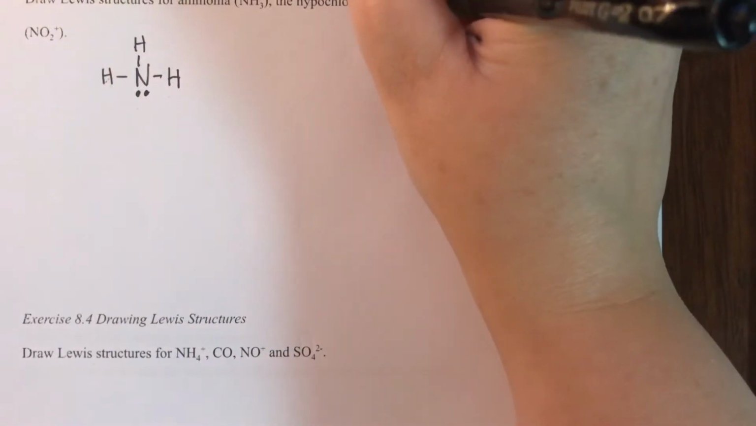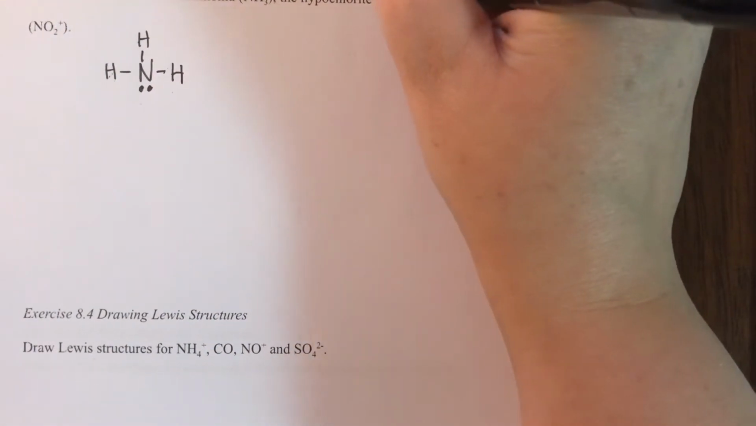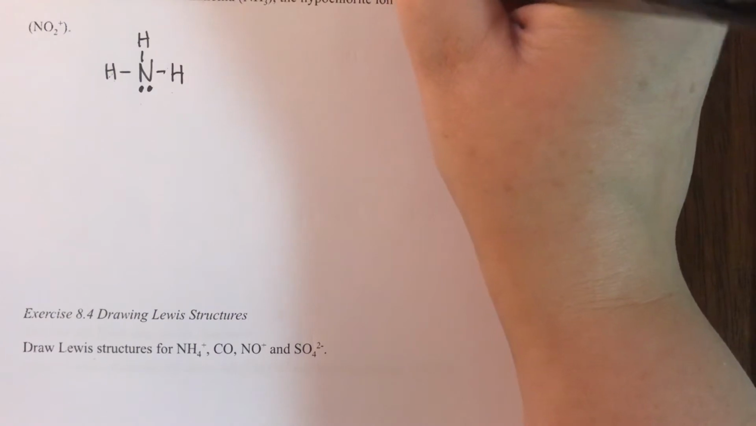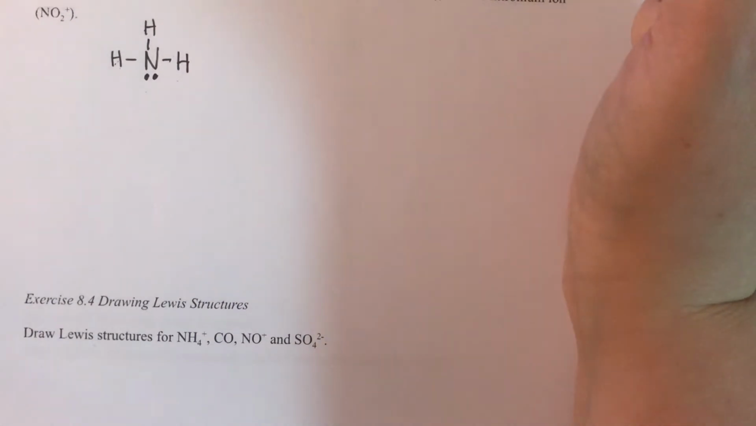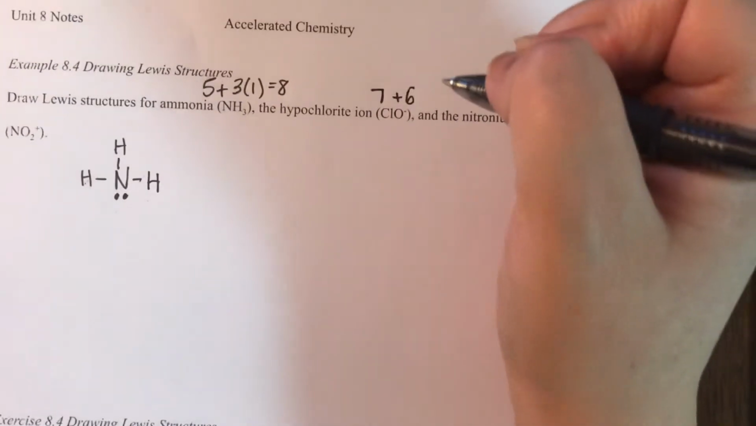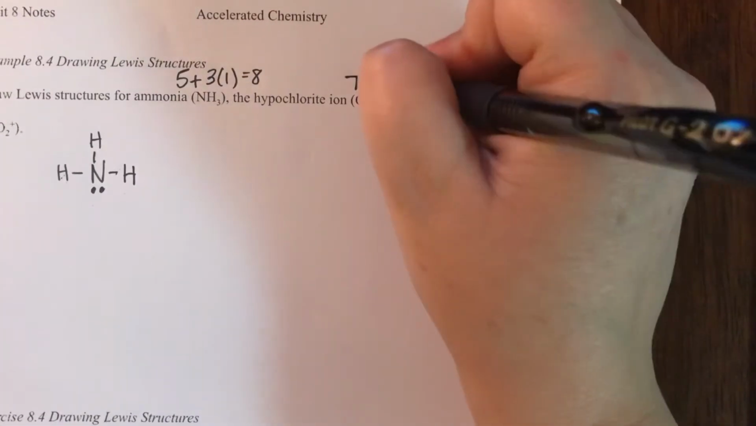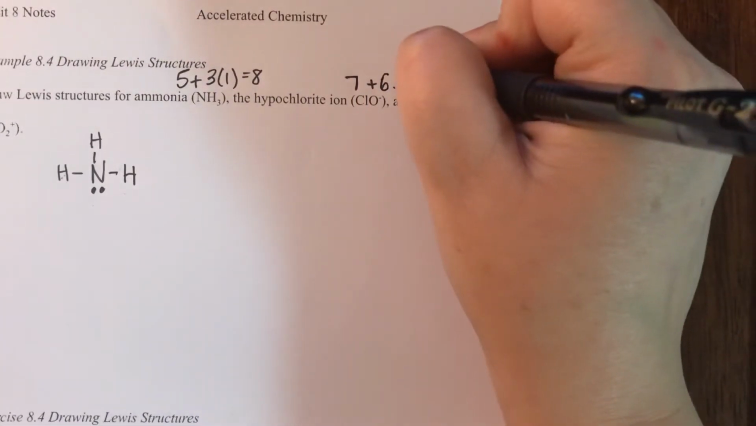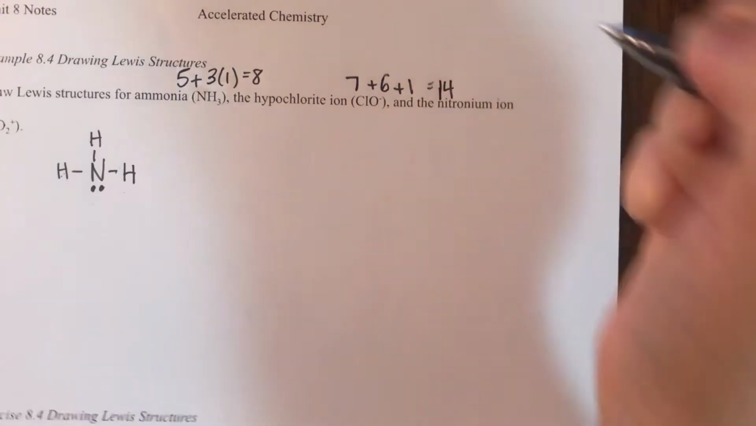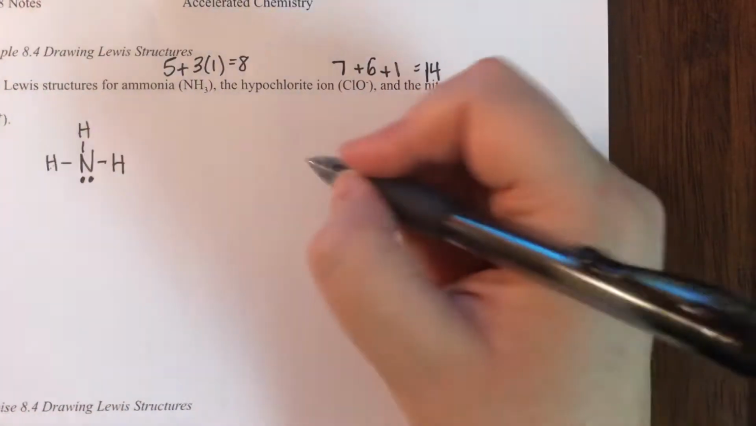Hypochlorite ion. Well, chlorine has 7 valence electrons. Oxygen has 6 valence electrons, but then we've got this minus sign. Minus sign means there's an extra electron. So we got to add one more electron. So we have 14 electrons. 14 valence electrons in ClO minus.